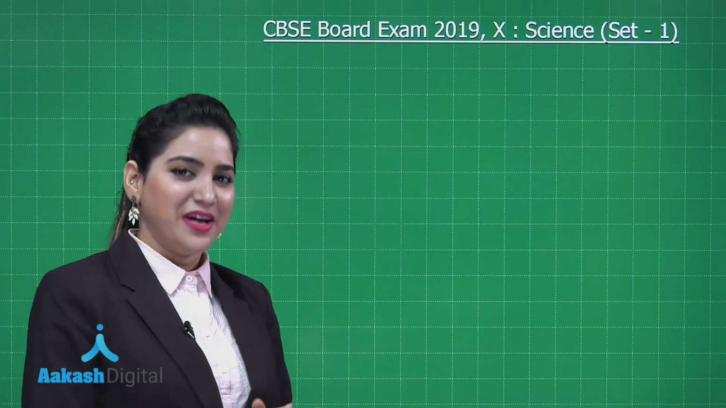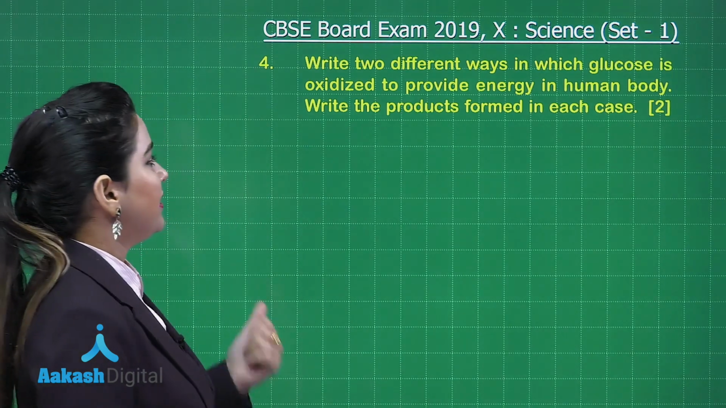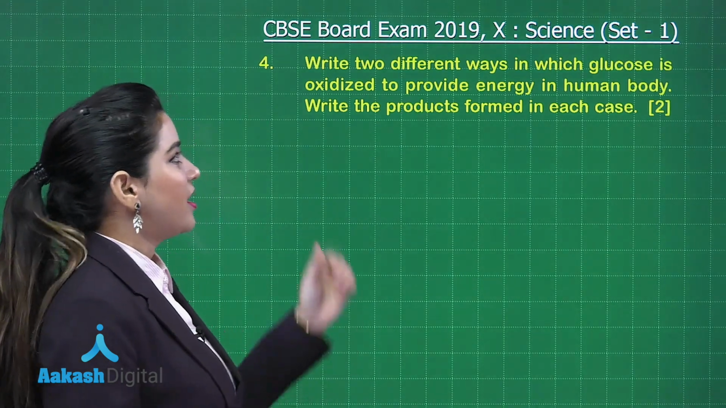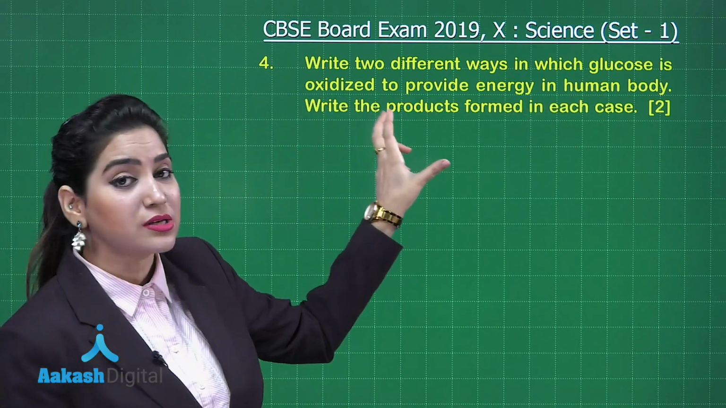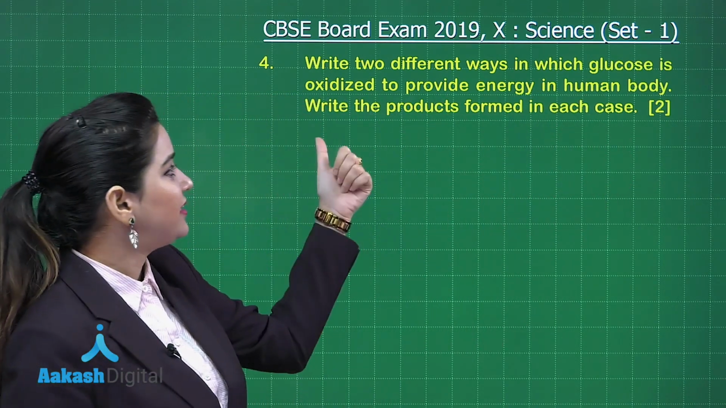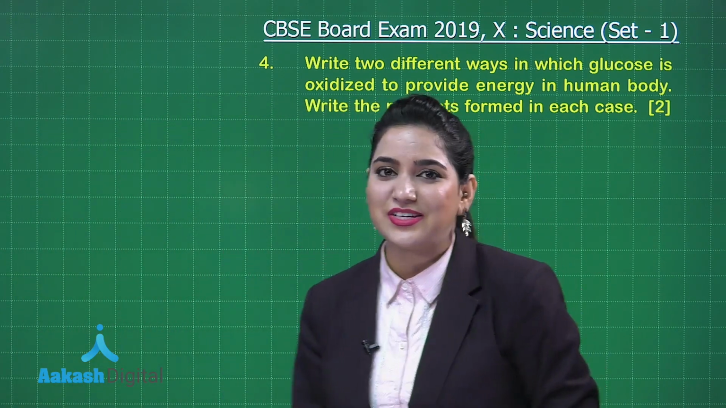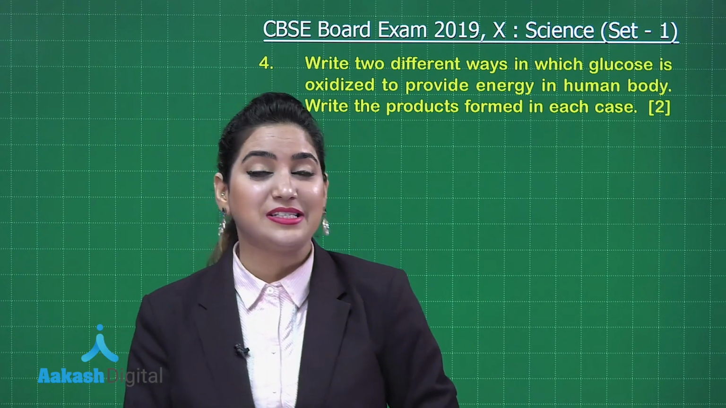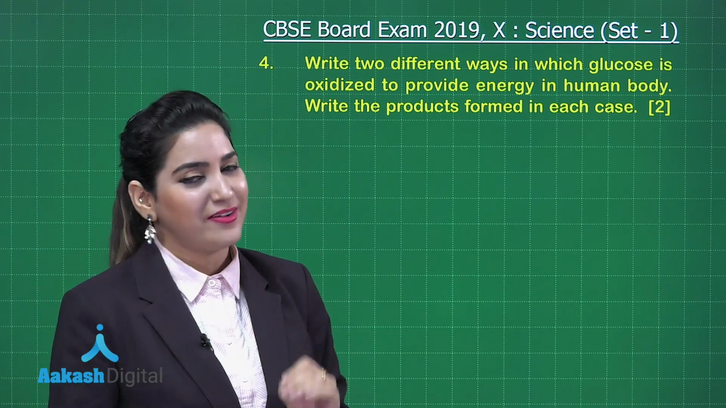So here we have the very first question in biology, which is question number 4. Let us see that. The question asks us, write 2 different ways in which glucose is oxidized to provide energy in human body. Write the products formed in each case. As you can see, this question has a weightage of 2 marks, and this question is from the chapter life processes, and that too from the topic respiration.